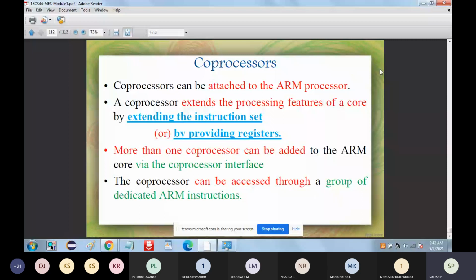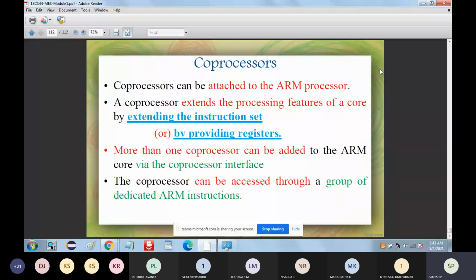Similarly, here, if you want to access the coprocessor, what should it have? It should have some dedicated instruction. An ARM instruction should be there. If you issue that particular ARM instruction, it will access the coprocessor. Those instructions are going to access the coprocessor through the coprocessor interface. Okay, and it will be added into your processor, and it will work seamlessly with the processor as though a single processor is working.